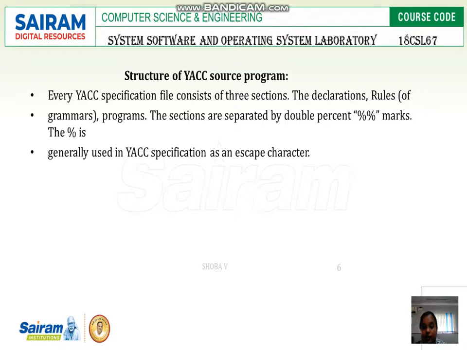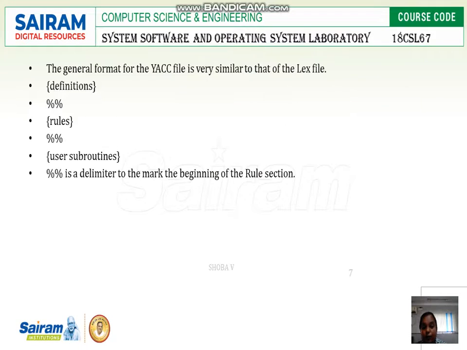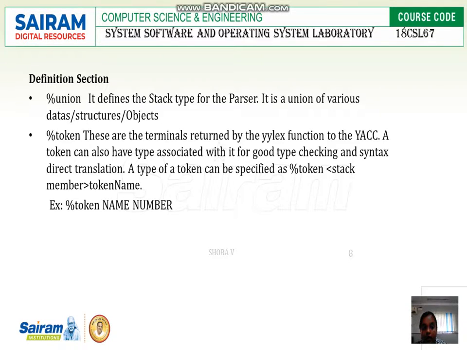This is the structure of a YACC source program. We have a definition section or declaration section, a rule section, and then a code section. This is the general format for the YACC file, and it is very similar to that of the LEX file: definition section, rule section, and then the user subroutine section. The percent percent is a delimiter, and it marks the beginning of the rule section.